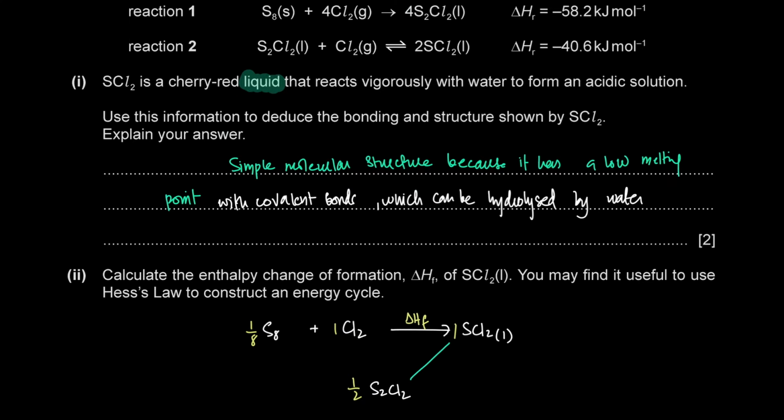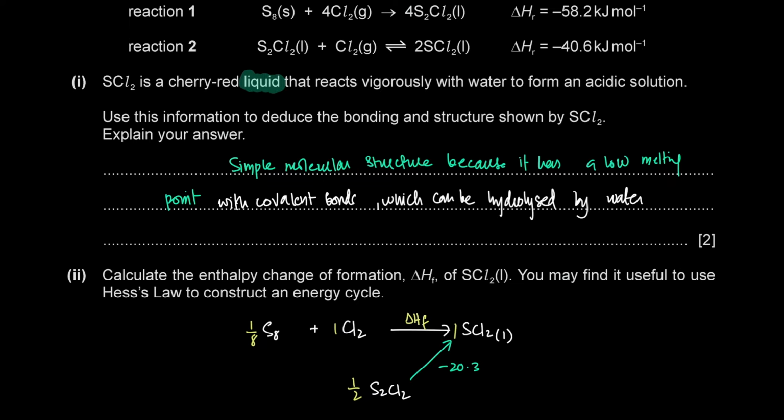This arrow over here, this enthalpy change, has a value of negative 20.3. Again, because when S2Cl2 reacts with chlorine to form 2 SCl2, it's negative 40.6. That's for 2 moles of SCl2. Here we have 1 mole, so that'll be minus 40.6 divided by 2, so that's minus 20.3.